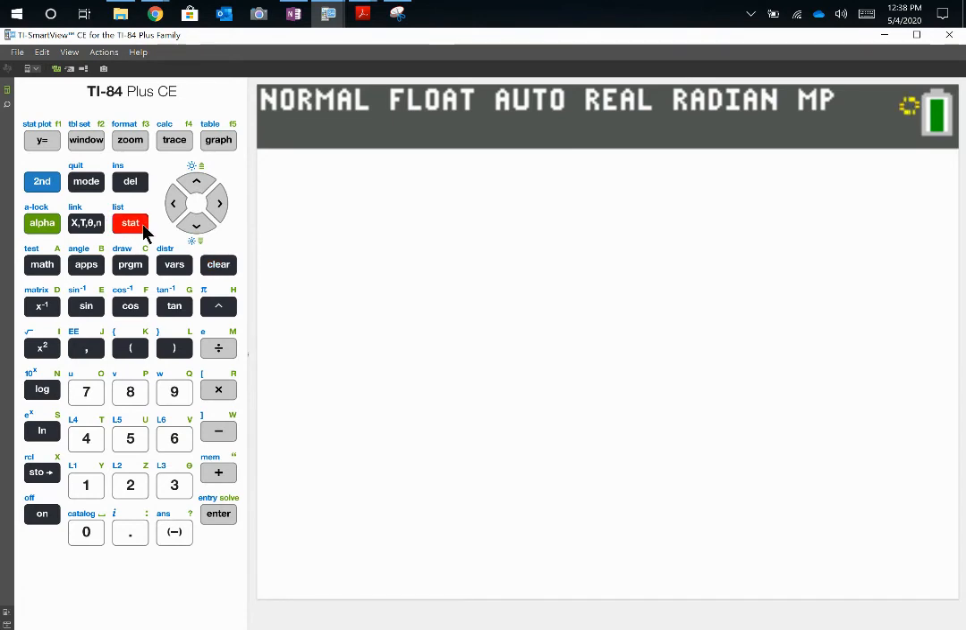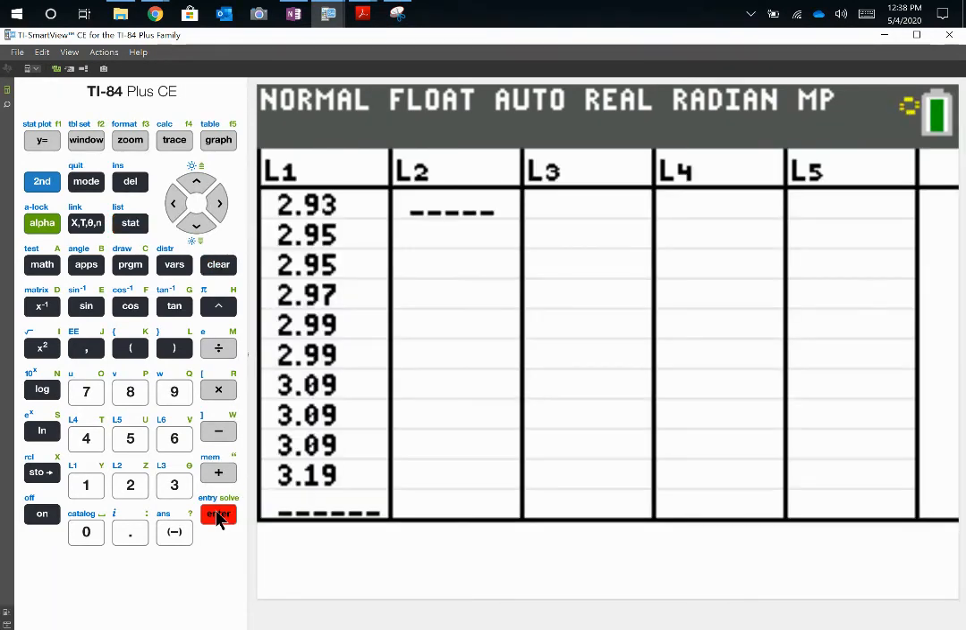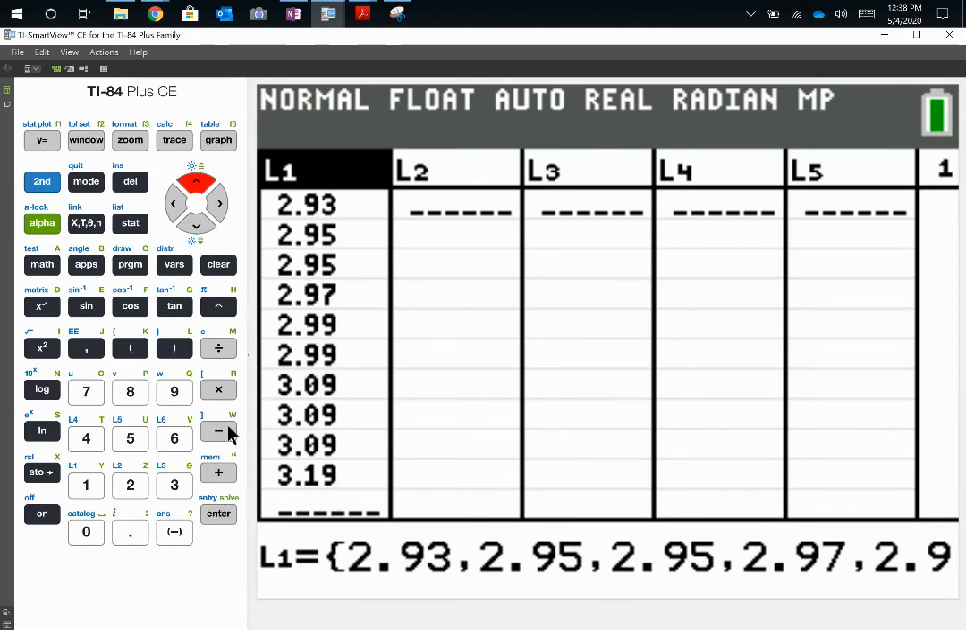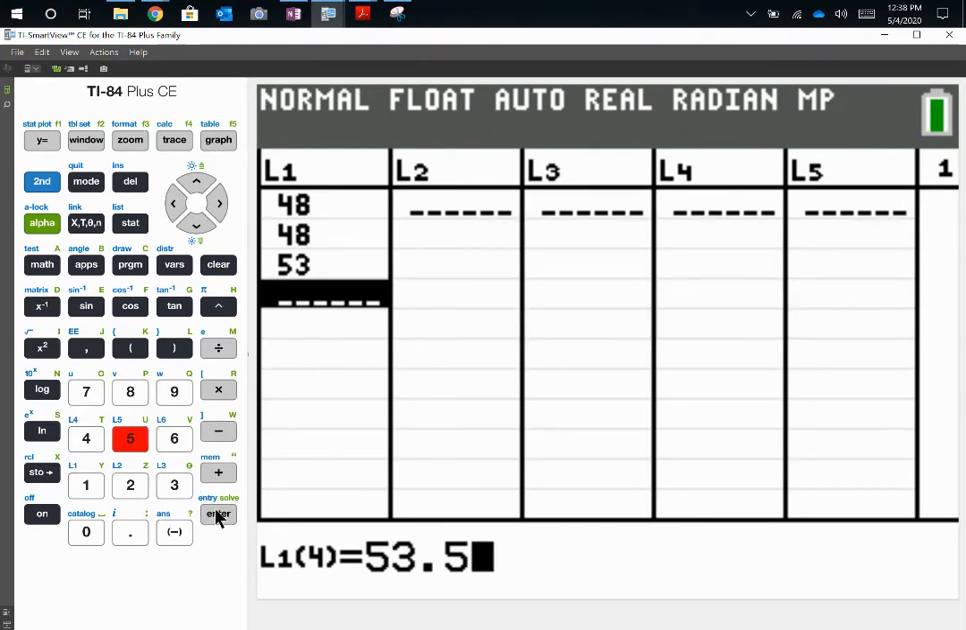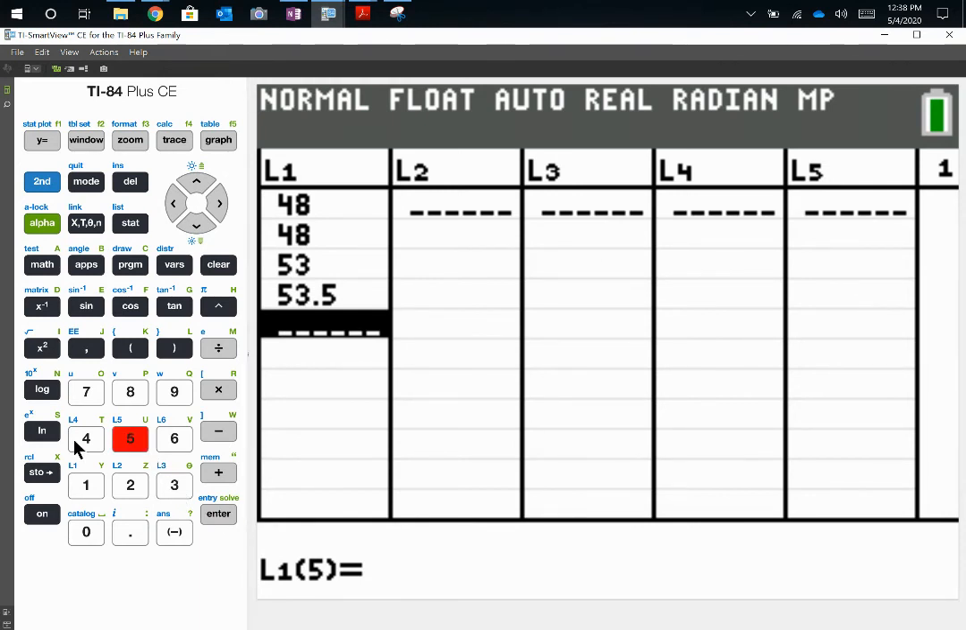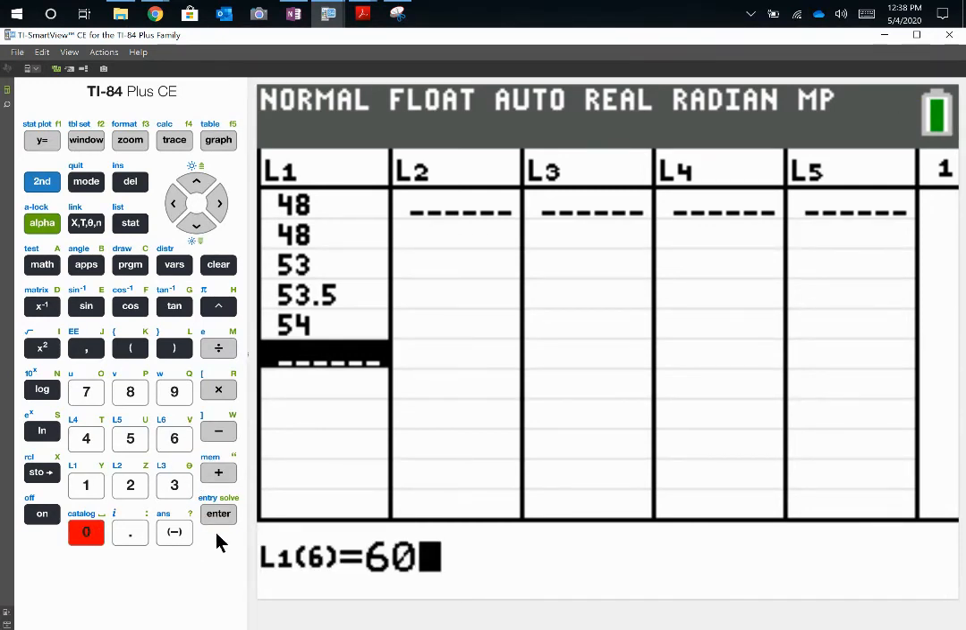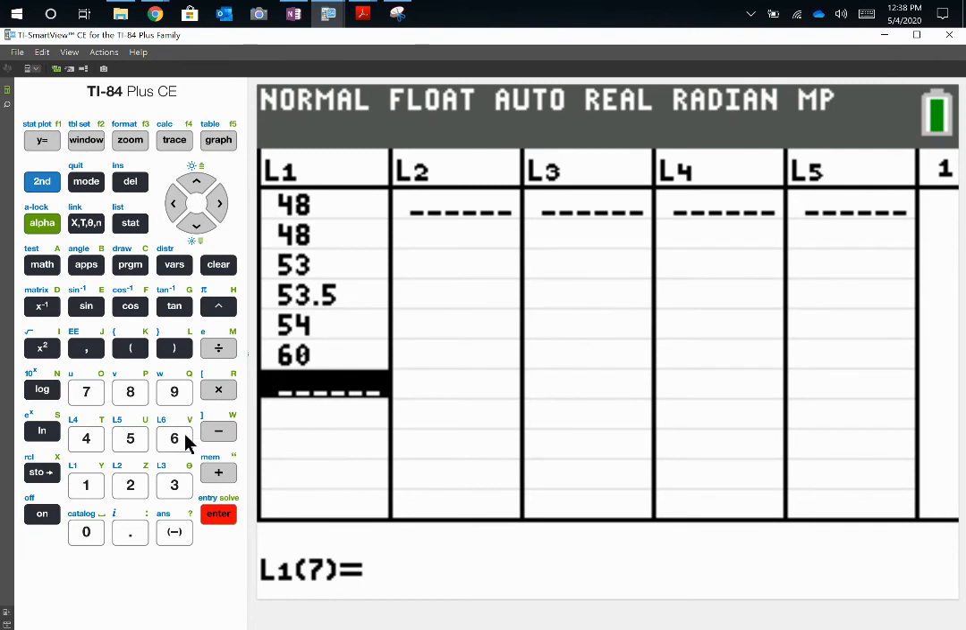So I'm going to use that same list, edit it, clear it, and I'm going to put in the new data that I have, which is 48, 48, 53, 53.5, 54, 60, 62, and 71.